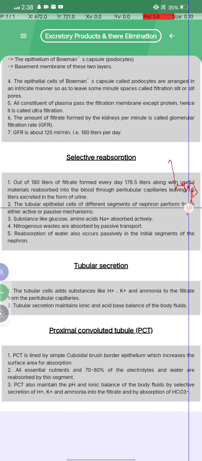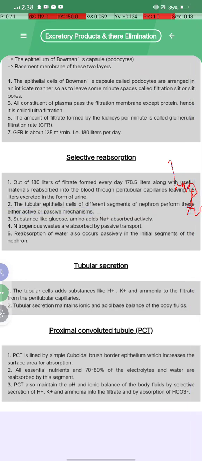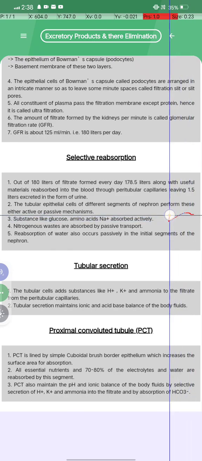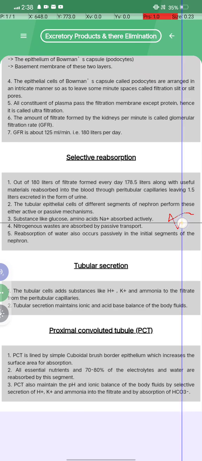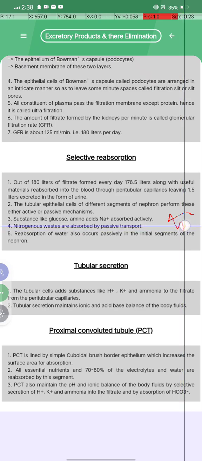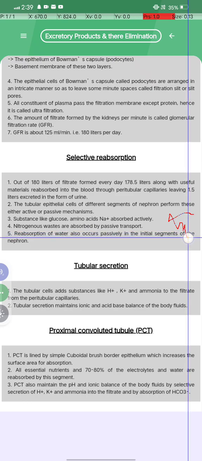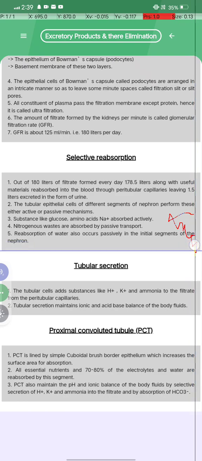Tubular epithelial cells of the different segments of the nephron perform this by either active or passive mechanisms. Substances like glucose, amino acids, and sodium are absorbed actively, and nitrogenous wastes are absorbed by passive transport. The reabsorption of water also occurs passively in the initial segment of the nephron.